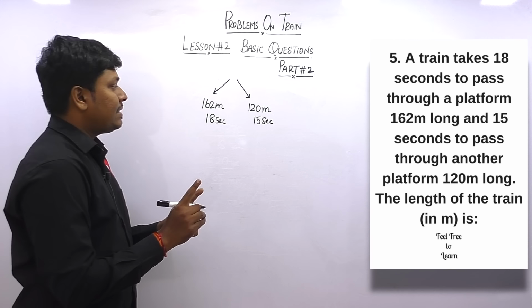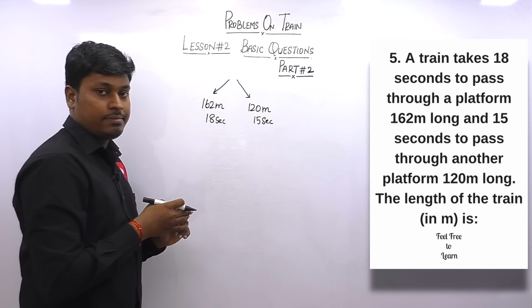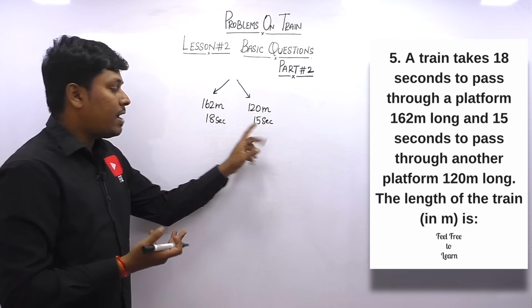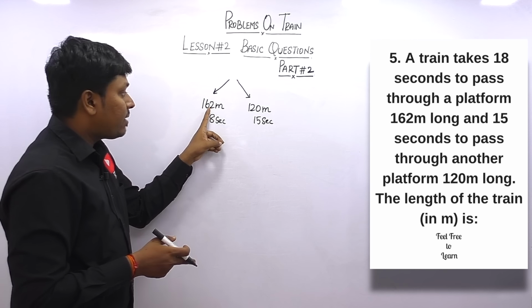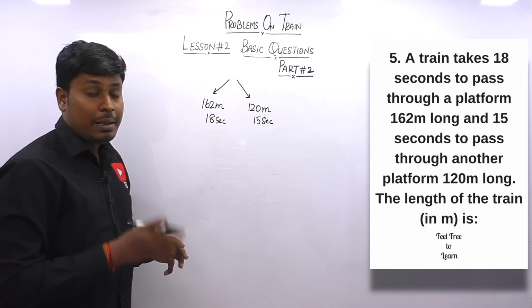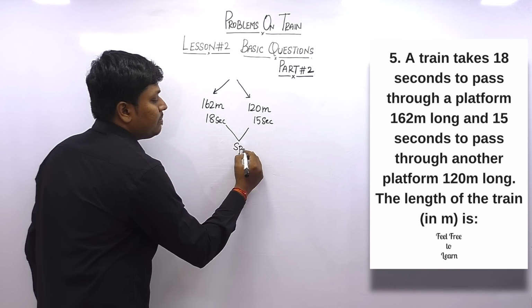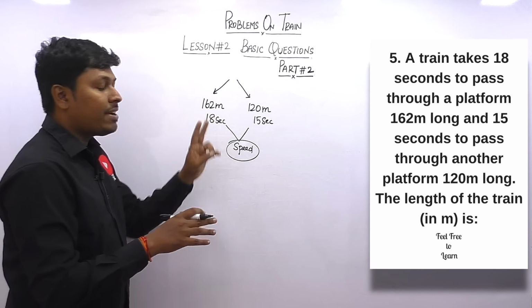So listen to the thing carefully. The important note is that in both the cases the time is different, right? It takes 18 seconds. In the second platform it takes 15 seconds. And also in both the cases the platform length is different. The first platform is 162 meters and the second platform is 120 meters. But we can surely say that in both the cases the speed will be equal. So got it? The speed of the train is the same. Only the platform length is different.